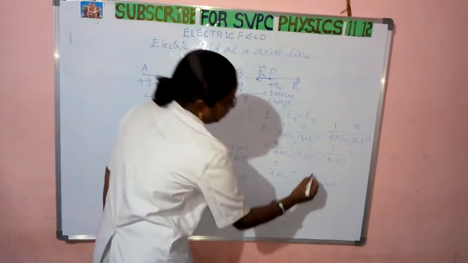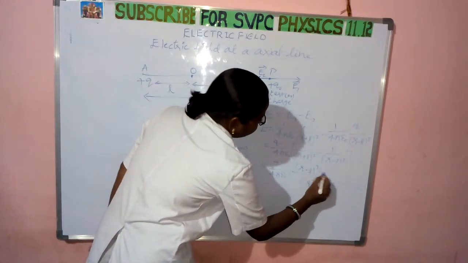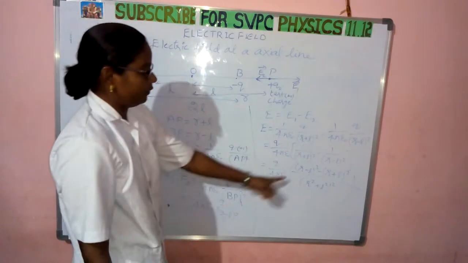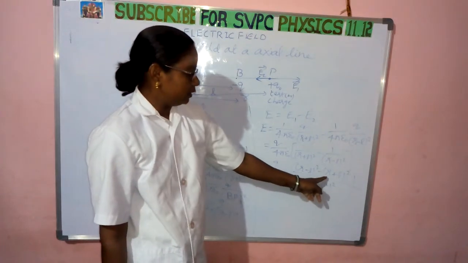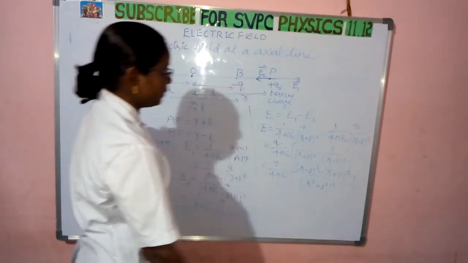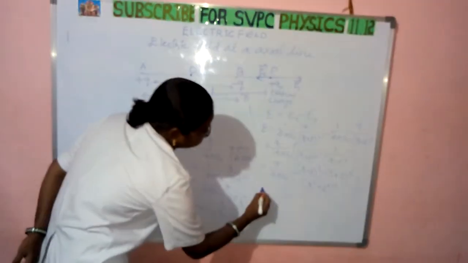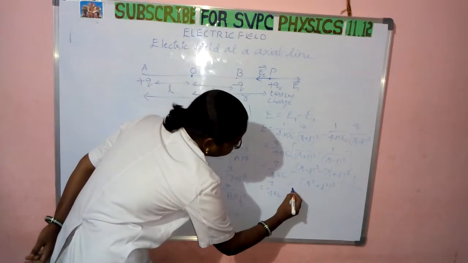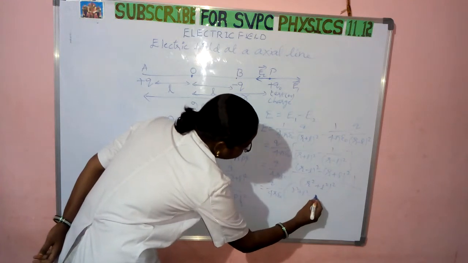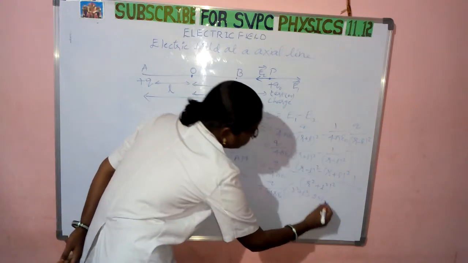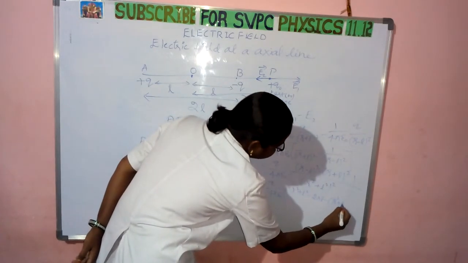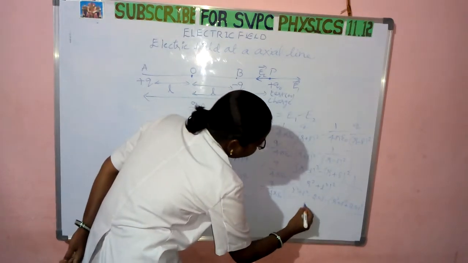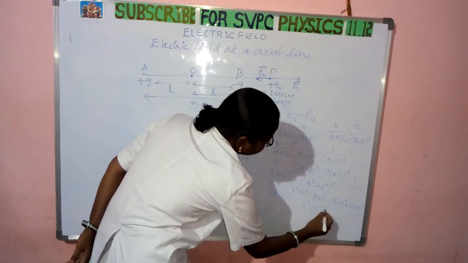Now here what happens? (R minus L) whole square minus (R plus L) whole square. If you observe this, (A minus B) whole square is just like (A plus B) whole square. Expand in that way, so it becomes Q divided by 4 pi epsilon naught, A square plus B square minus 2AB, minus A square plus B square plus 2AB, by (R square minus L square) whole square as it is.